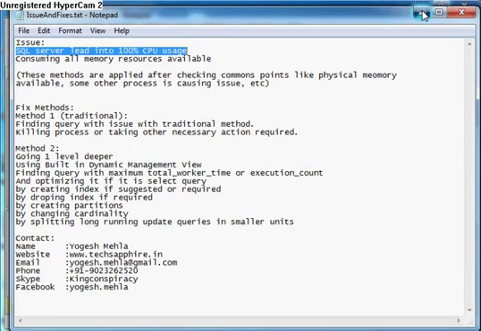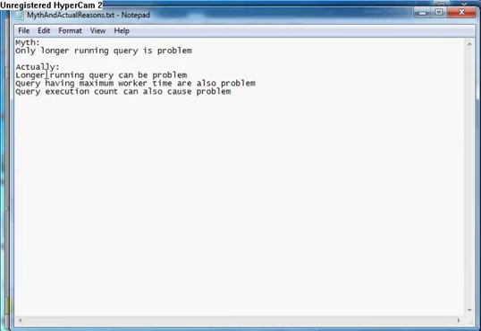Okay, before starting, let me tell you one more thing. There is a myth which most developers and junior DBAs follow, that only a longer running query is a problem. That is not always true. Longer running queries can be a problem, but there are other queries which can cause issues too, like queries having maximum worker time, and secondly the query which is having maximum execution count can also cause a problem.